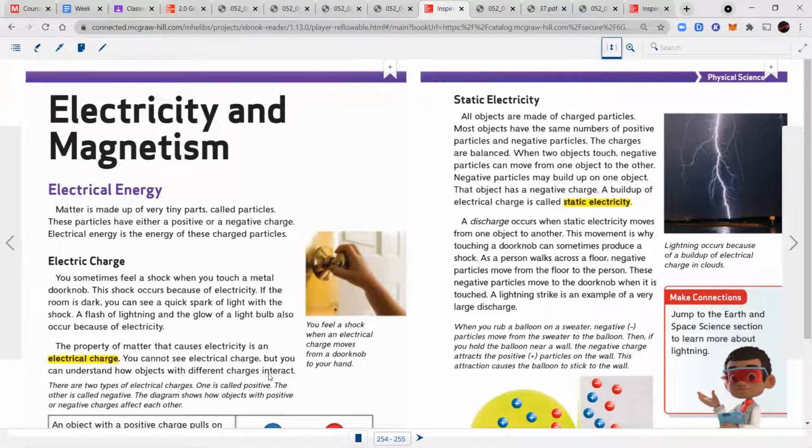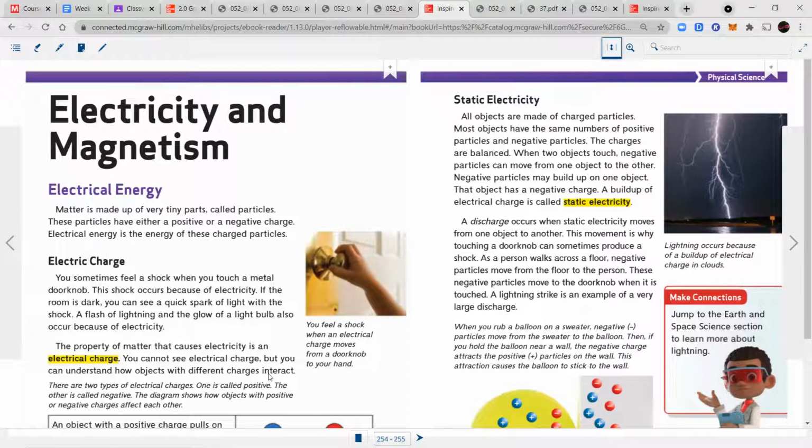Static electricity. All objects are made of charged particles. Most objects have the same number of positive particles and negative particles. The charges are balanced. When two objects touch, negative particles can move from one object to the other. Negative particles may build up on one object. The object has a negative charge. Buildup of electrical charge is called static electricity. A discharge occurs when static electricity moves from one object to another. This movement is why touching a doorknob can sometimes produce a shock.